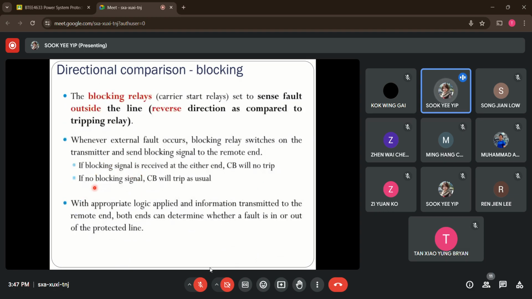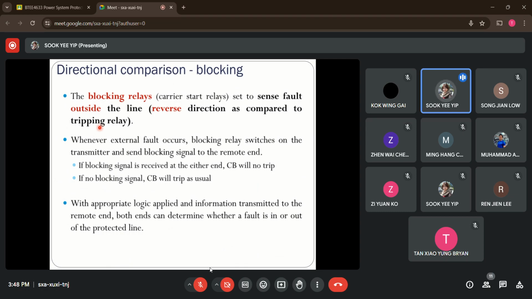Then I have another relay, which is known as the blocking relay. The blocking relay is also known as the carrier start relay. It is set to sense a fault that occurs outside the line section that I want to protect, which means the blocking relay is used to detect if I have an external fault. So in terms of sensing direction, it looks outside the transmission line, which is different from the tripping relay. The tripping relay looks into the line, the blocking relay looks outside the line.